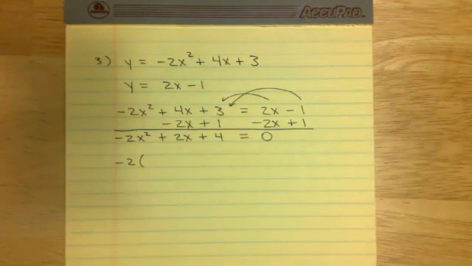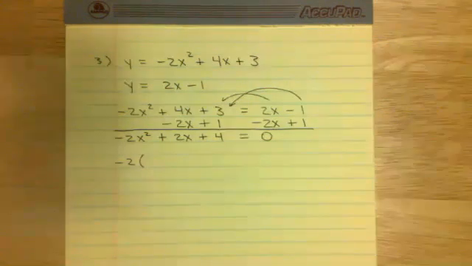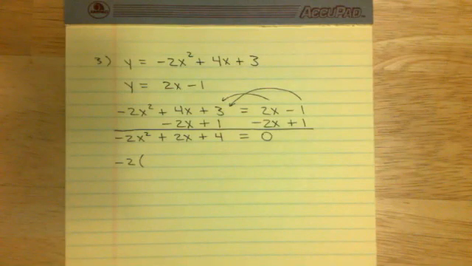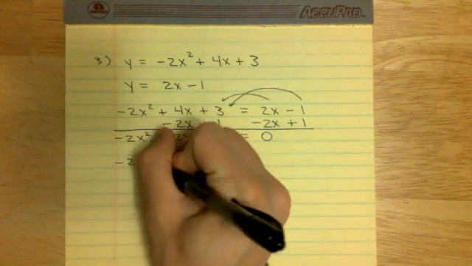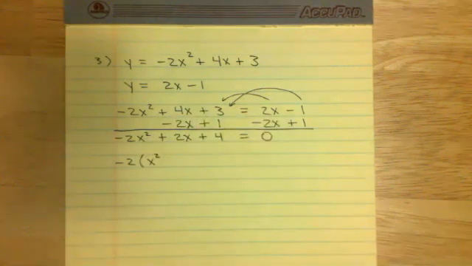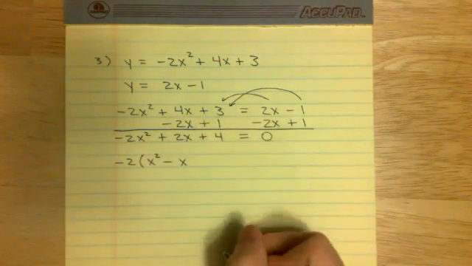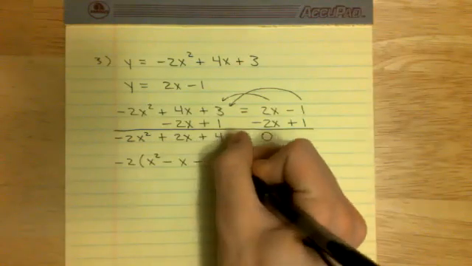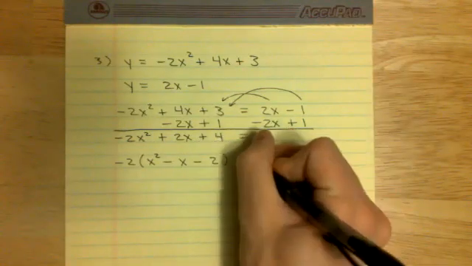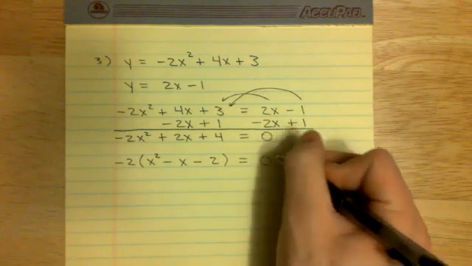But if you do decide to take out the +2, we'll still get to the same answer. It's just the path will be different. So I take out a -2, and what am I left with? I'm left with x squared minus x minus 2 equals 0.